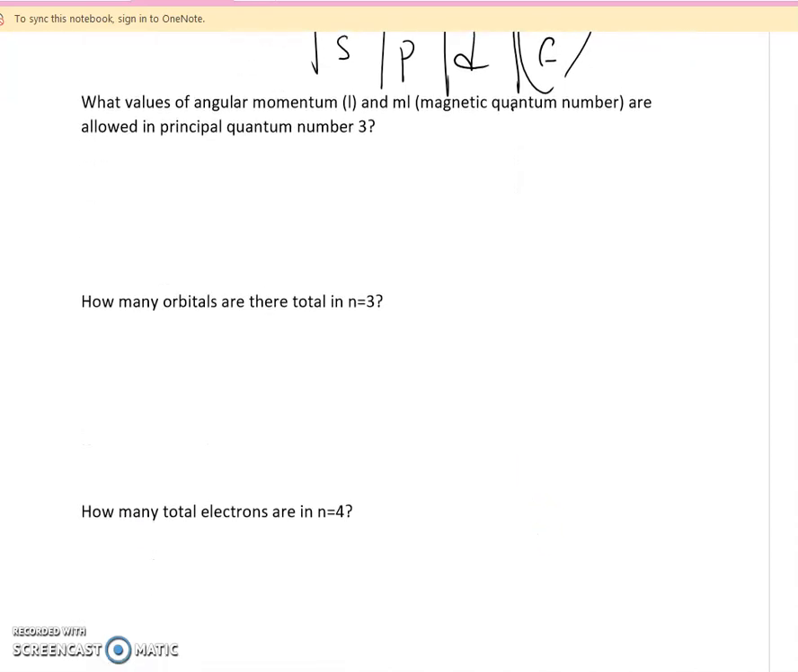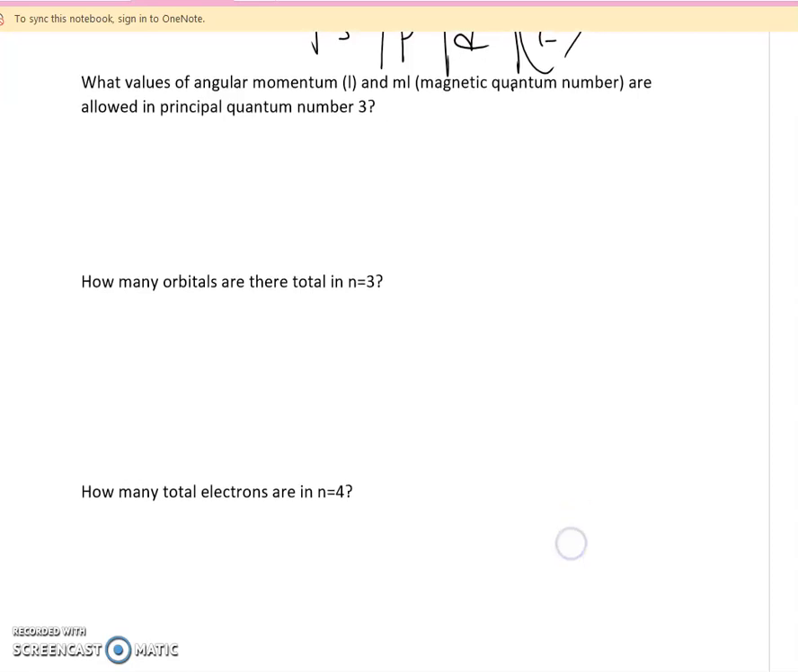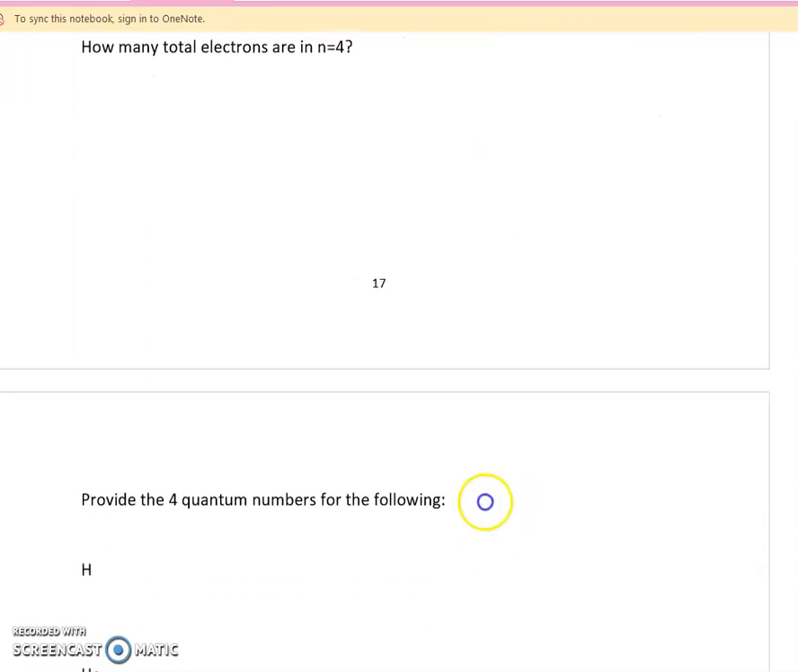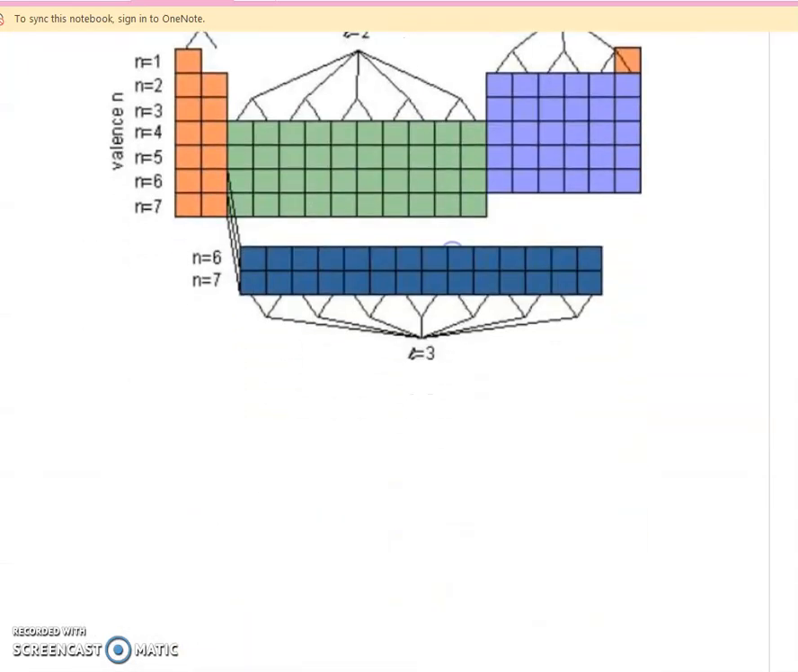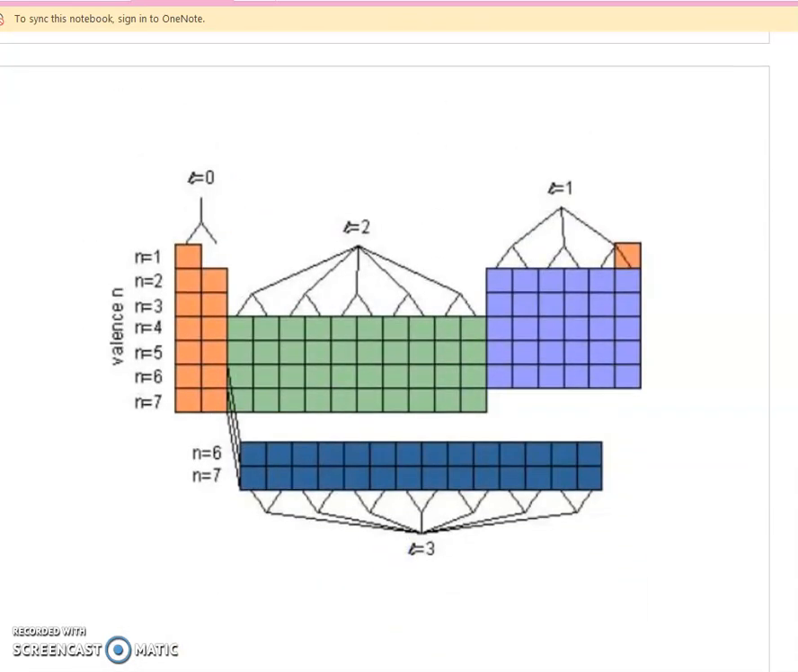What values of our angular momentum and magnetic quantum numbers are allowed in the principal quantum number 3? So we know that this means n equals 3. So we need to find our L and our M sub L. Well, to do this, we have to see what we have for our L's at n equals 3. To do this, it's easy to use a periodic table. So we're going to go down here. I have one at the bottom so we can scroll.